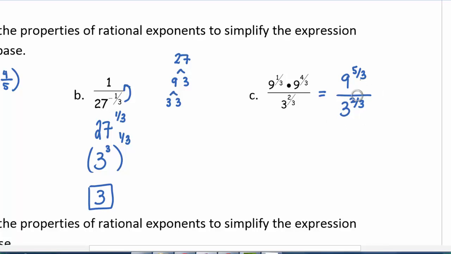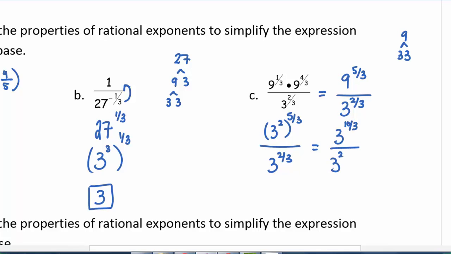So I cannot do anything until they have the same base. So how can I rewrite the number 9? Well, 9 is 3 times 3. So this is the same as 3 squared to the 5/3 power, right? All I'm doing is rewriting the number 9 as 3 squared, and then I have 3 to the 2/3 power. On top, I need to simplify that again. Power to a power, multiply the power. So 3 to the 10/3 over 3 to the 2/3.